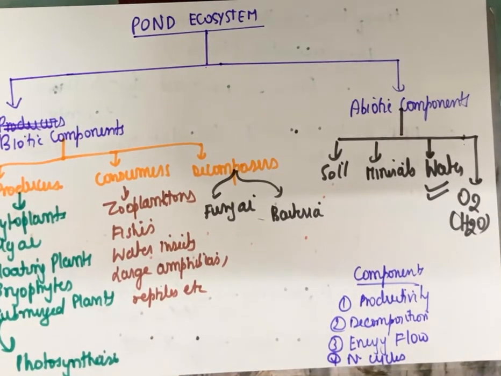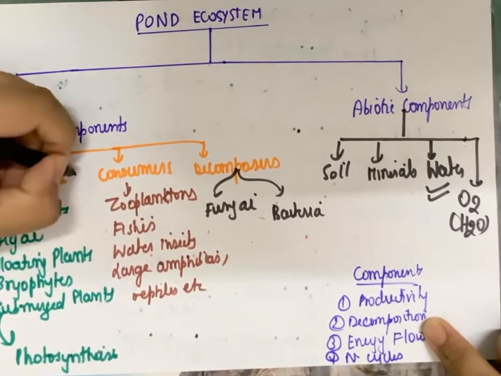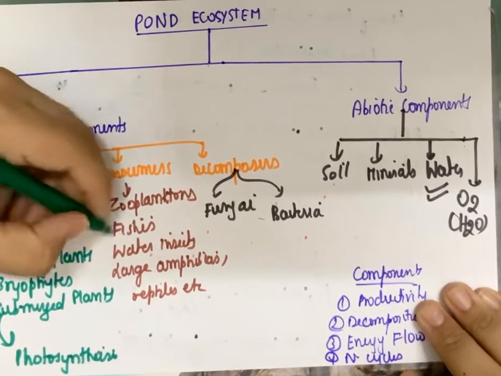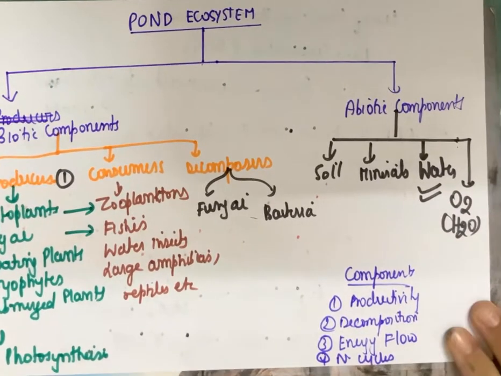Productivity is the rate of production of food, which is absolutely fulfilled by these producers. So I am fulfilling productivity, so I'll write 1 here. The first component is fulfilled by the producers. The consumers are eating this food. The food from the plants is going to the animals, the consumers, the small consumers, the large consumers, etc.